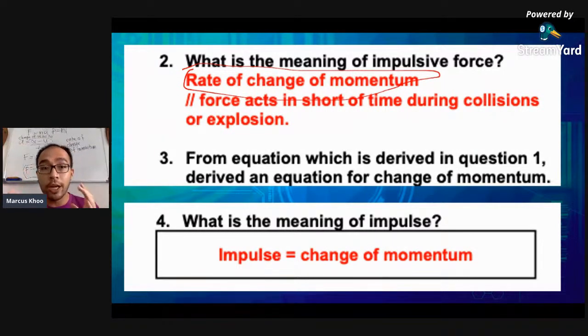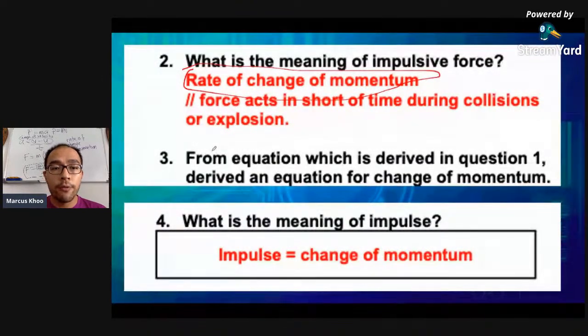Something that we have been talking about in the past few subtopics. We don't really talk about impulsive force when we are talking about pushing something over a long period of time. Usually when we talk about impulsive force, it is a force that happens in a short amount of time. When the time is short and the collision happens, then that force, we call it the impulsive force.